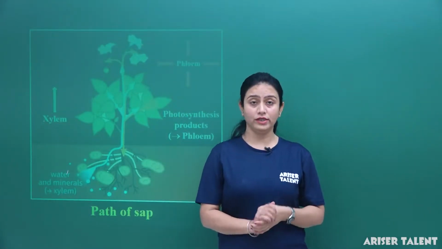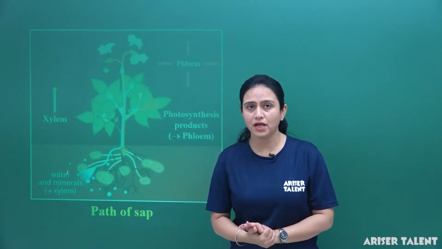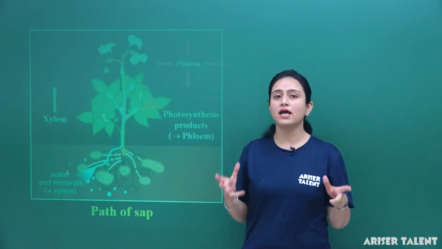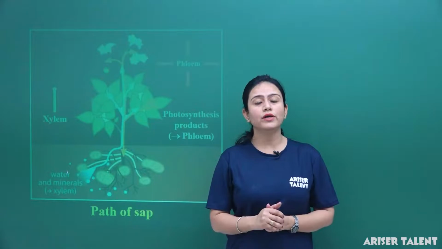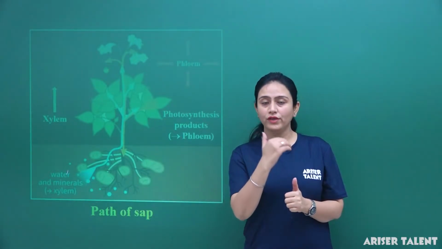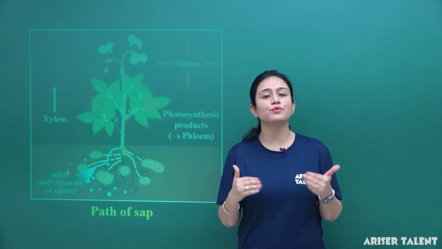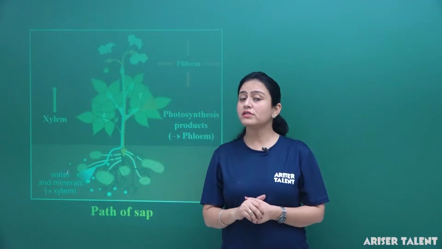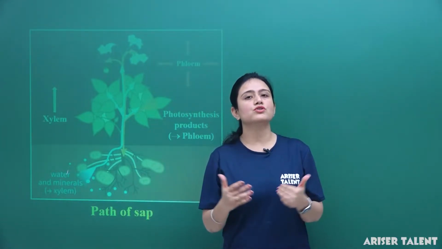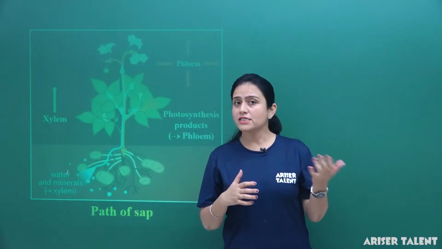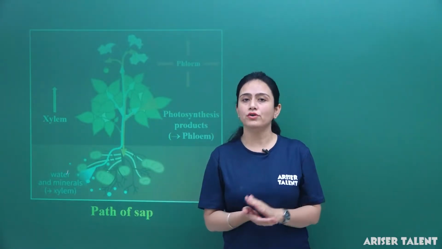As you know, we are talking about the transportation in plants. In my previous lecture, I taught you how the roots absorb water and minerals. Here, as we are talking about the transportation in plants, we have already studied the first process of that transportation, that is absorption of water and minerals by the plants. Now we are going to talk about the second process, that is ascent of sap. Ascent of sap means upward movement of water.